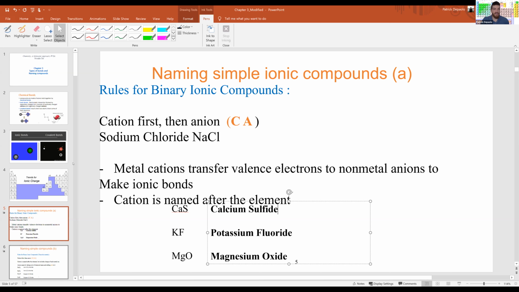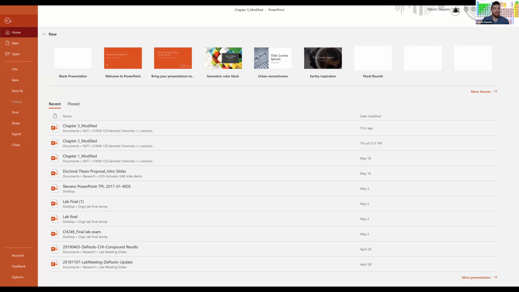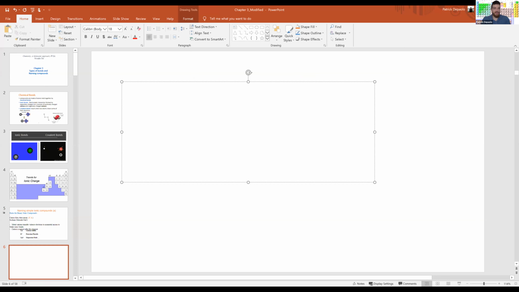So let's do some examples. I'm going to write an example, and anybody could either write it in the chat or answer it. So what about Na2S? That 2 is supposed to be a subscript. Wow, I think there's something wrong with the... Yeah, so anybody want to say what that is? Na2S? Sodium sulfide. Good. Sodium sulfide.